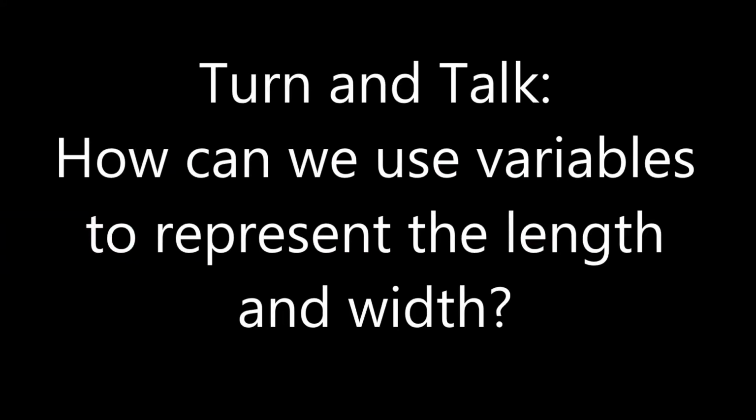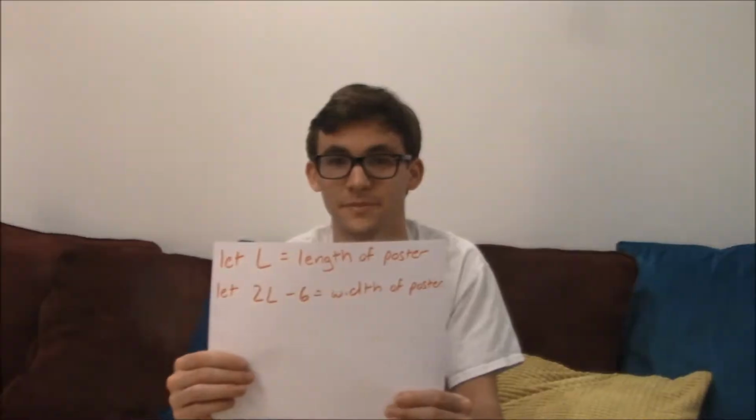The first thing we need to figure out is how we can use variables to represent the length and width. When I say go, turn and talk with your partner, how can we represent the length and width in this scenario? Go. And come back together in 3, 2, 1, time.